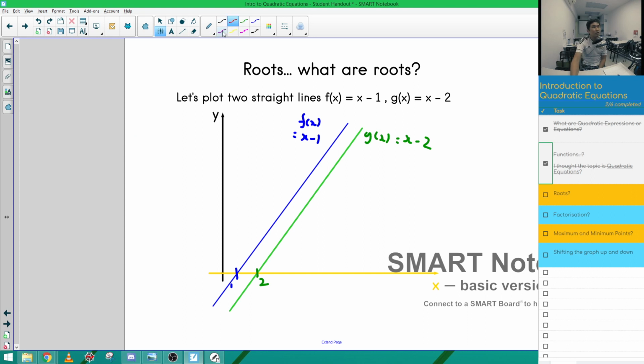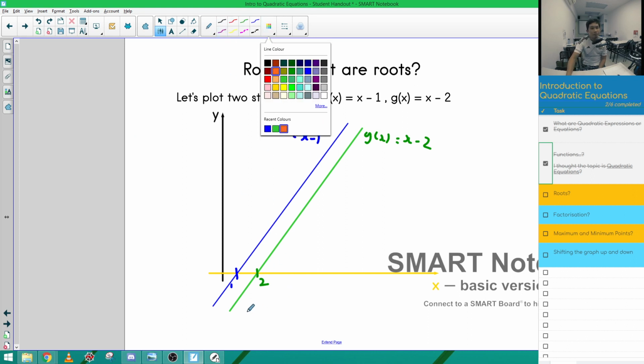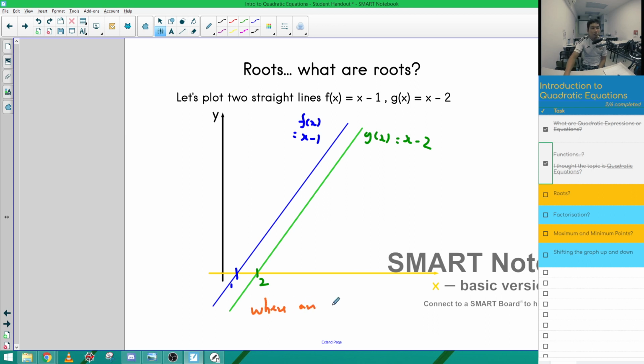So, I have a question. Where are the roots of, say, x minus 1 times x minus 2? Where would it be? This is something to think about. If the root of x minus 1 is at 1 and the root of x minus 2 is at 2, then where would the roots of the multiplication of these two graphs be?